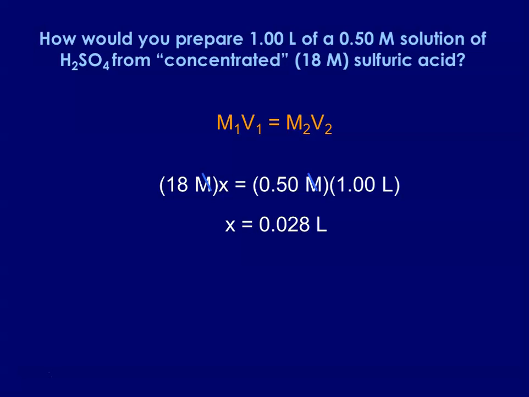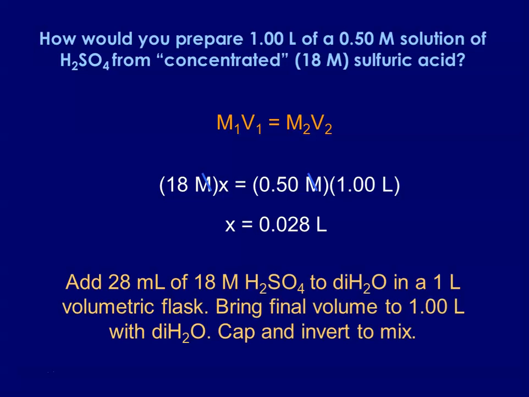Now, remember, we do not add water to acids. We add acids to water. We want to make a 1 liter solution. So we're going to add that 28 mL of 18 molar H2SO4 to some water in a 1 liter volumetric flask, since that's the amount of solution we want to prepare. We will keep adding water until we get the final volume up to that calibration mark of 1 liter. And then we're going to cap it and invert and mix our volumetric flask to make sure that we truly have prepared a homogeneous solution.